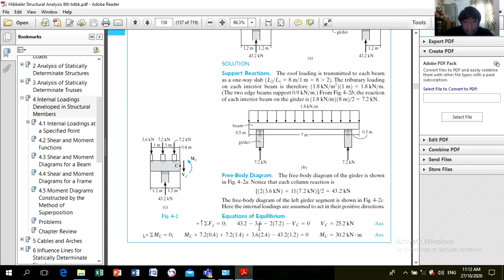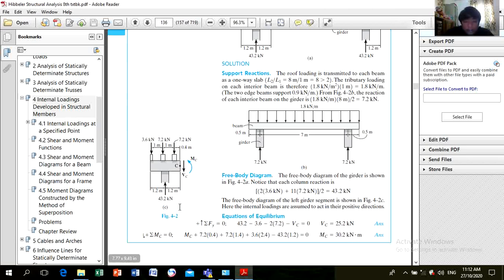Minus 3.6 minus 7.2 minus 2 times shear is 25.2 kilonewtons. Then summation of moment, we assume that clockwise will be positive, so the moment is 30.2 kilonewton-meters.